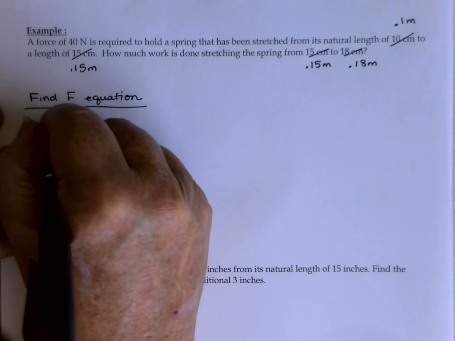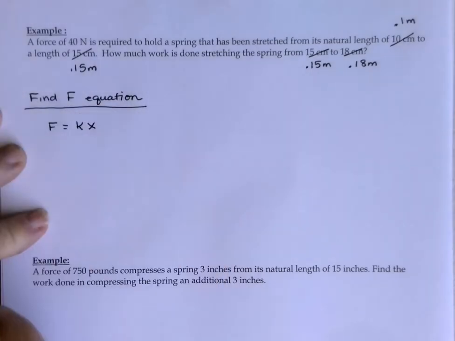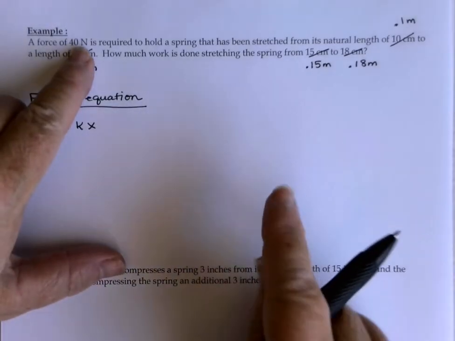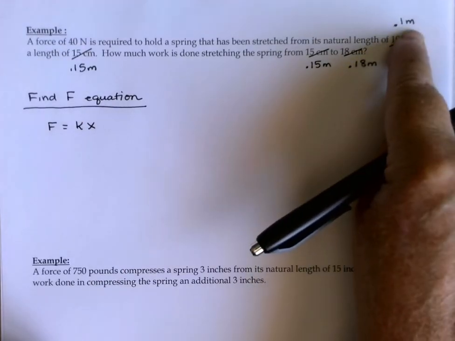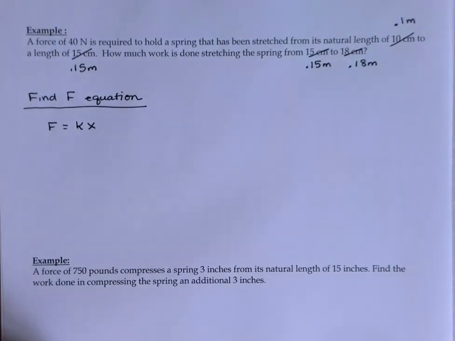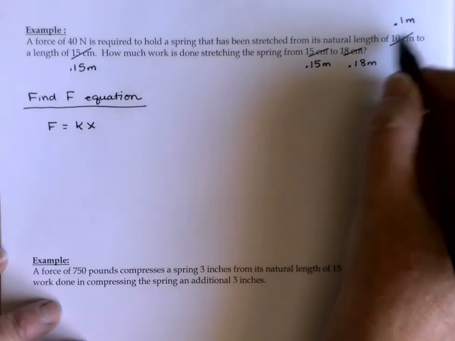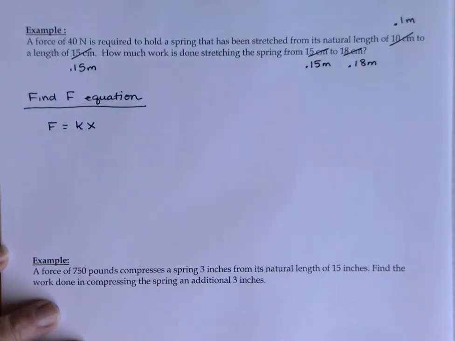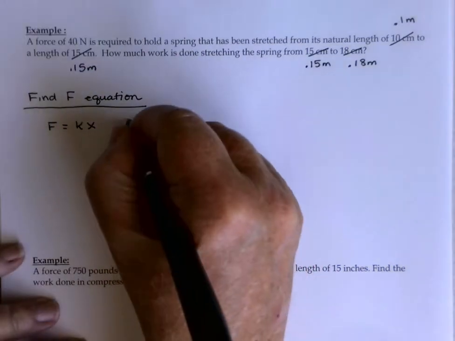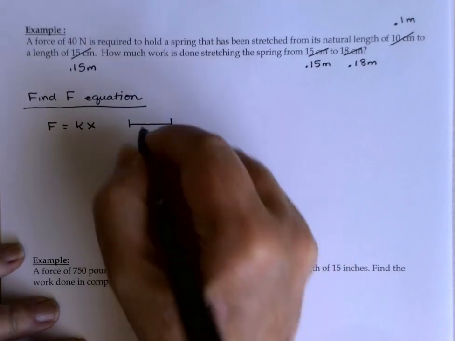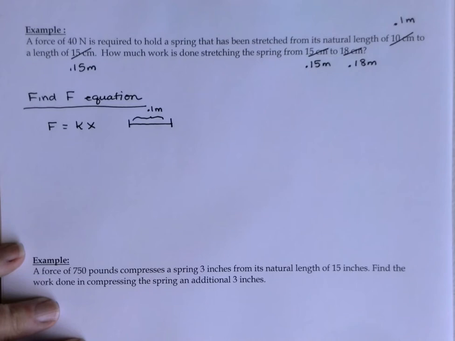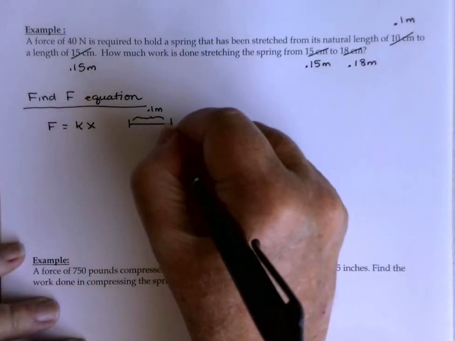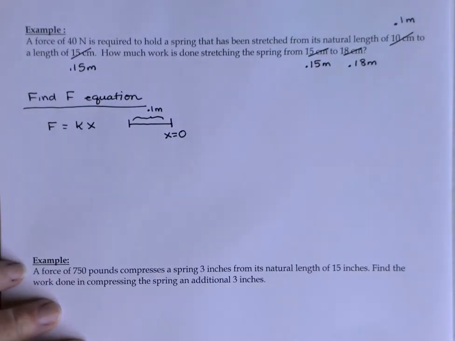We know F equals kx, Hooke's law, and I was told that 40 newtons will stretch my spring from its natural length, 0.1 meter, to a length of 0.15 meters. Now let's think about that for just a moment. The natural length, the 0.1 meters, is always defined as x equals 0. So in this case, even though I was given the length of the spring, 0.1 meter, it doesn't matter. I'm still going to call that starting position x equals 0.